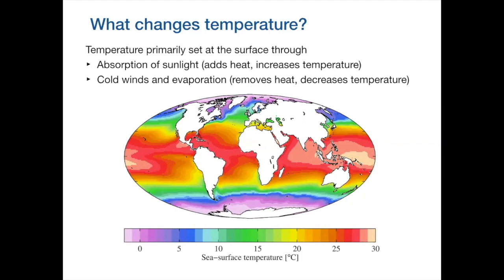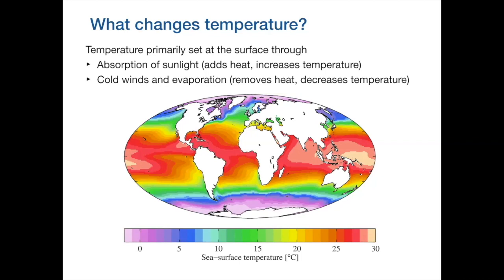So what changes density? Well, it changes in either temperature or salinity. So let's start with what changes temperature. Well, this is a plot of the surface temperature of the ocean, and it looks very much like you would expect from the solar radiation discussion we had earlier. Highest radiation per unit area is in the tropics, so you can see the reddy colors are all in the tropics. And then as you head towards either pole, the temperature decreases.